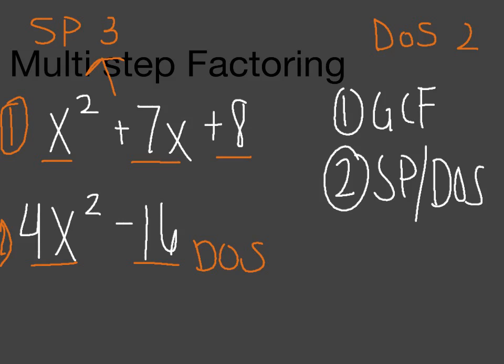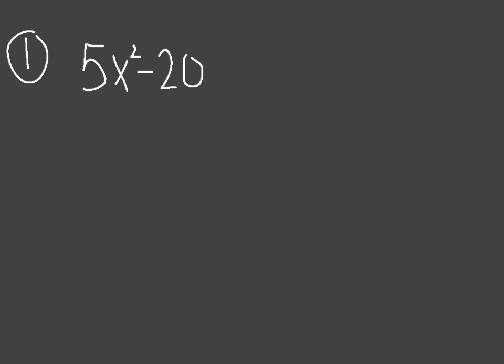It is important, I know that we've already learned about this, to apply that to multi-step factoring. Remember, your steps for multi-step factoring are to find the GCF and then to do sum and product or difference of squares. So let's take a look at the first one. I see that 5 and 20, there are 2 terms. Knowing that, that is difference of squares.